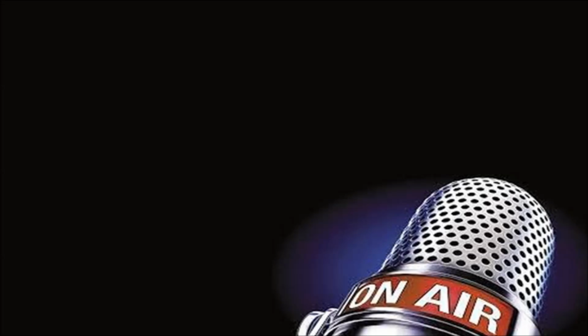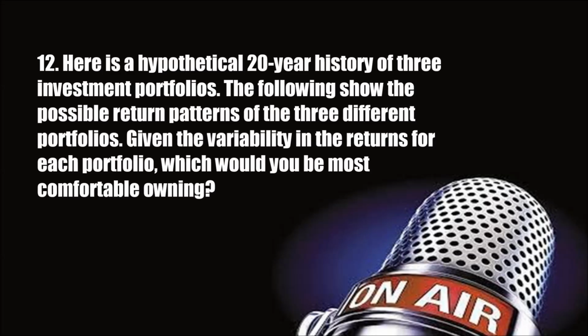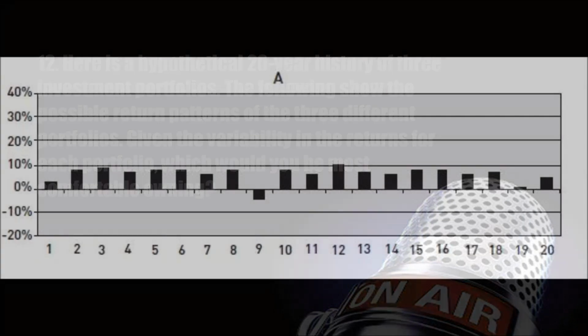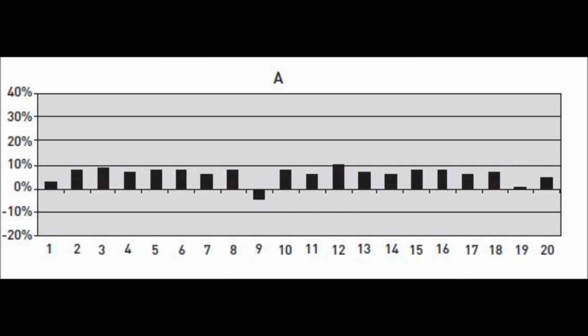I'm giving you a hypothetical 20-year history of 3 investment portfolios. And it shows the possible return patterns of the 3 different portfolios. Now, given the variability in the returns for each portfolio, which would you be most comfortable owning? Portfolio A is earning an average annual growth rate of 6%. In its best year, it earned 10%, but it lost money in a year, and the portfolio loss represented 3%. So that's what you can see in chart A.